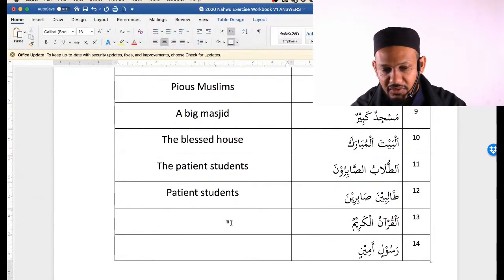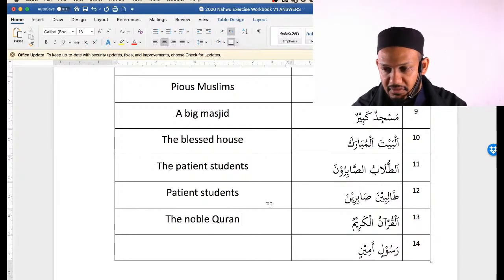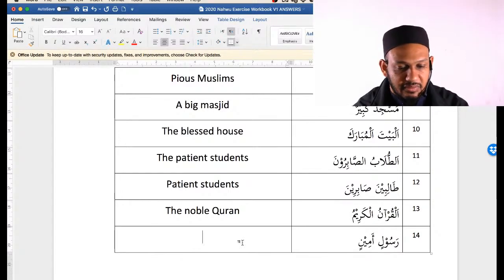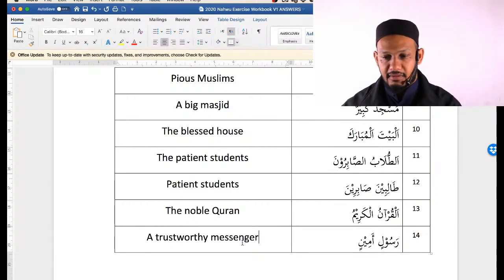القرآن الكريم. Kareem can mean, let's say, noble. القرآن الكريم, the noble Quran. And the last one, Rasulun Amin. Amin means, let's say, trustworthy. So a trustworthy messenger. Okay.